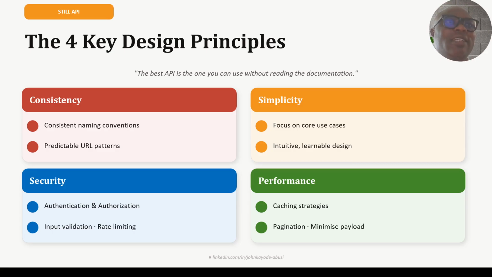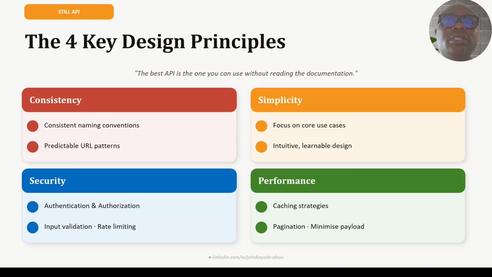So the first thing, key number 1, is consistency. There should be a consistent naming convention. For instance, we can have /user, /v1/username, /v2/username, /v2/id/itemID. It should be consistent, with predictable URL patterns. So that is one of the keys you have to take note of when you are designing an API.